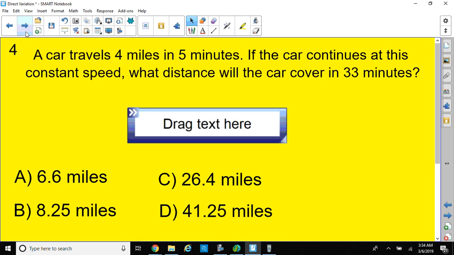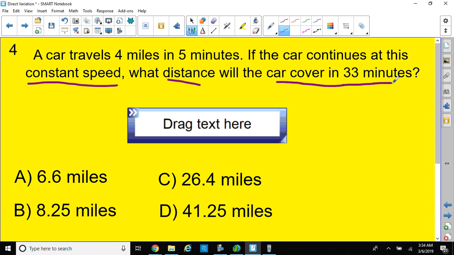Here's a good question. A car travels 4 miles in 5 minutes. If the car continues at this constant speed, so there's a constant speed that we should know, so let's underline that, constant speed, what is the distance the car will cover in 33 minutes? So we've got a multiple choice question, so let's try to figure it out. Remember, there's a rate of speed going on here. So we've got miles over time.